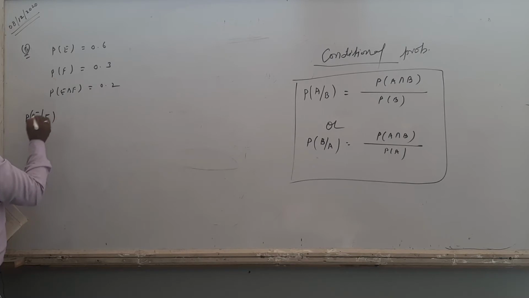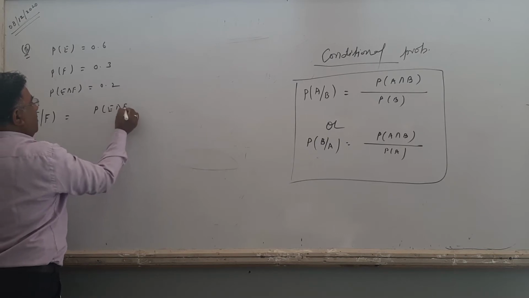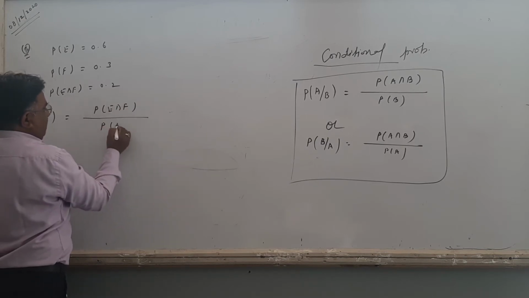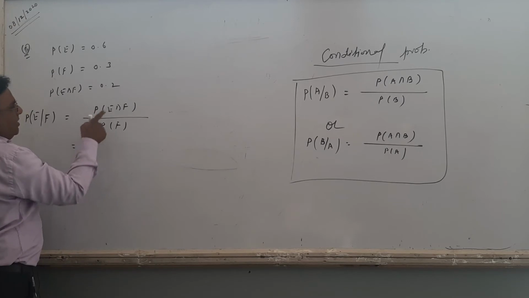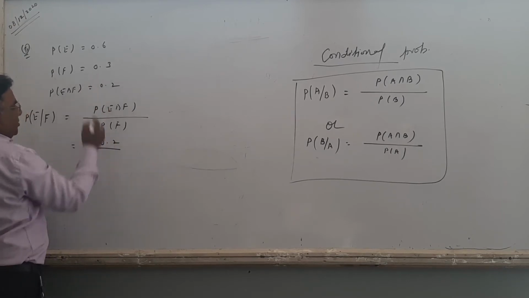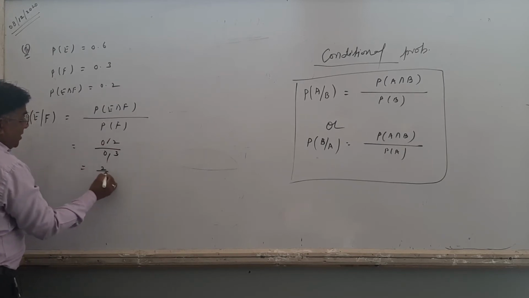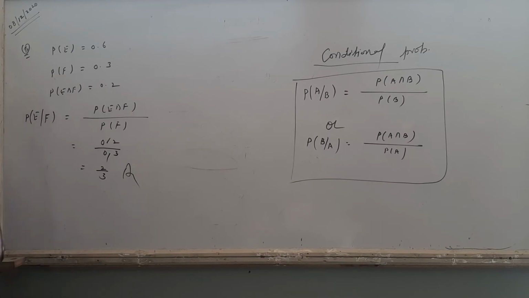So now, student, E by F: apply conditional probability. The formula is P of E intersection F upon P of F. The value of P of E intersection F is 0.2, and P of F is 0.3. Point to point cancel, that is 2 by 3. This is the answer, the probability of E by F.